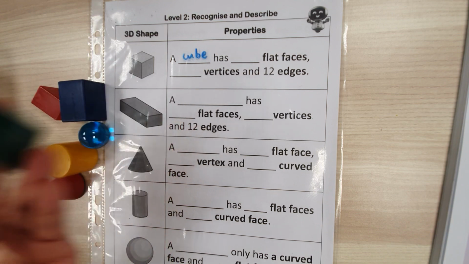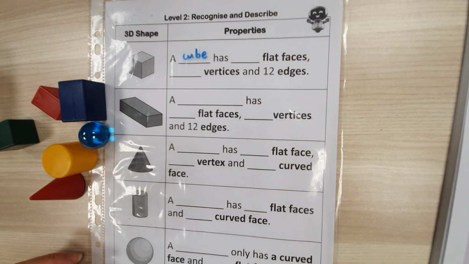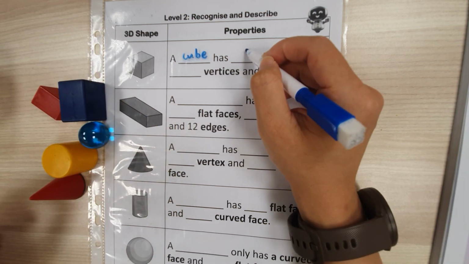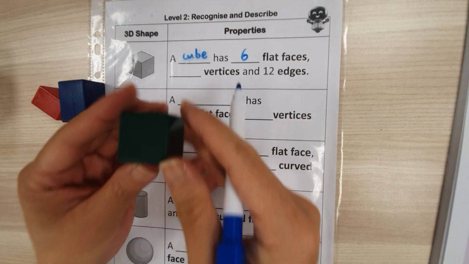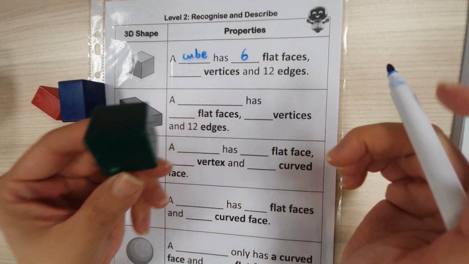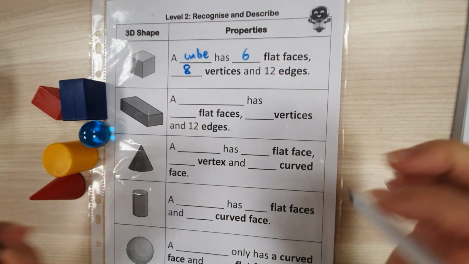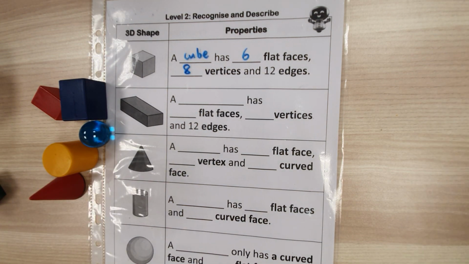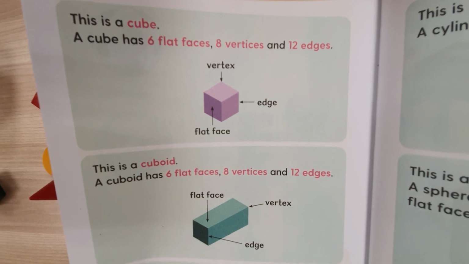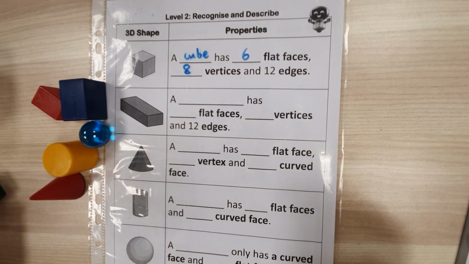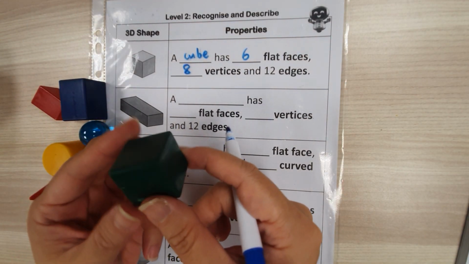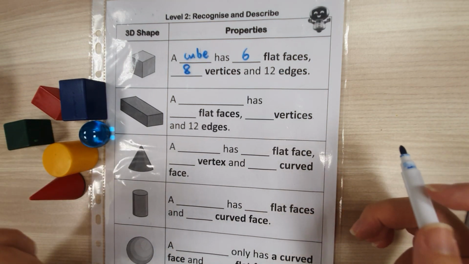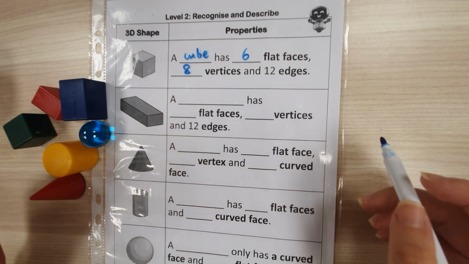Like for example, the cube here, it has 6 flat faces, 8 vertices, and 12 edges. Now, if you need, you can always go back to your book to revise on these facts, or you could feel the objects again, or do the tracing activity again to help you to identify these properties.